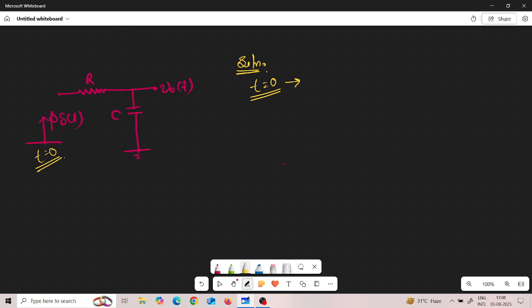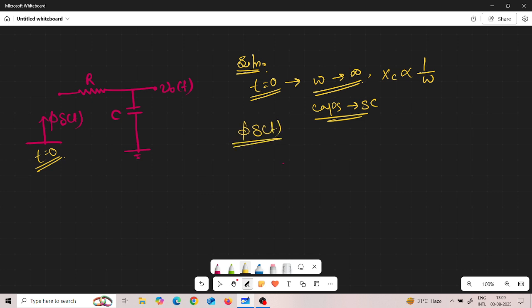the frequency tends to infinity, and as we know, the capacitive reactance is inversely proportional to the frequency. Then the capacitor will act as a short circuit, so the total voltage will drop across the resistor. So this Φδ(t) amount of voltage will be directly applied across the resistor. So the resistor will generate a current. How much current will it generate? Φδ(t) by R.